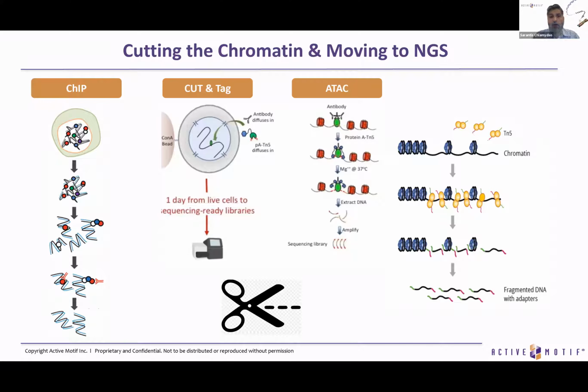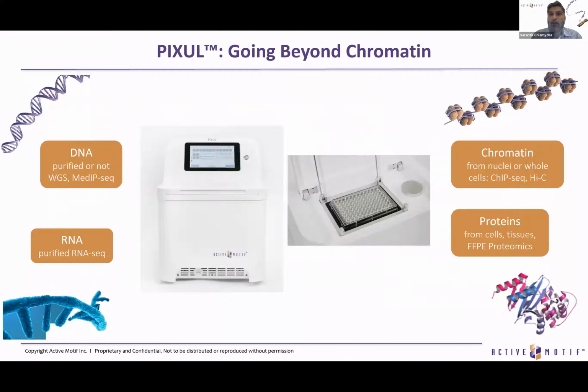As I mentioned before, for ChIP and CUT&Tag, it is really important to have proper cutting in order to achieve high resolution mapping. Starting with ChIP, we are really happy because this year we launched the Pixel. It's a high precision multi-sample sonicator which we have tested and validated for different applications in the field of epigenetics, for different applications in the field of multiomics.